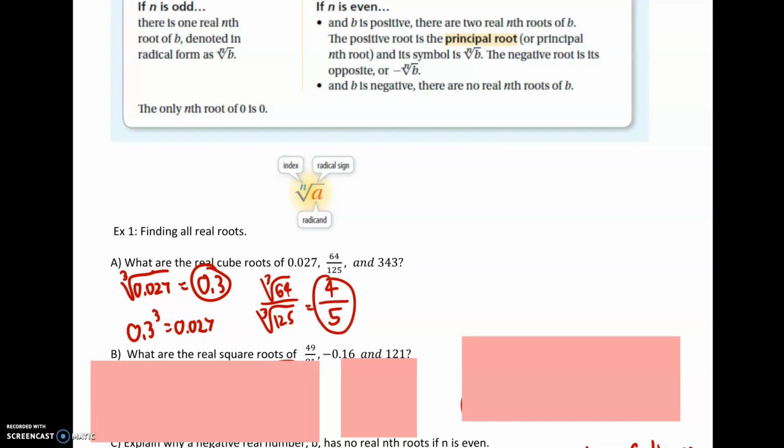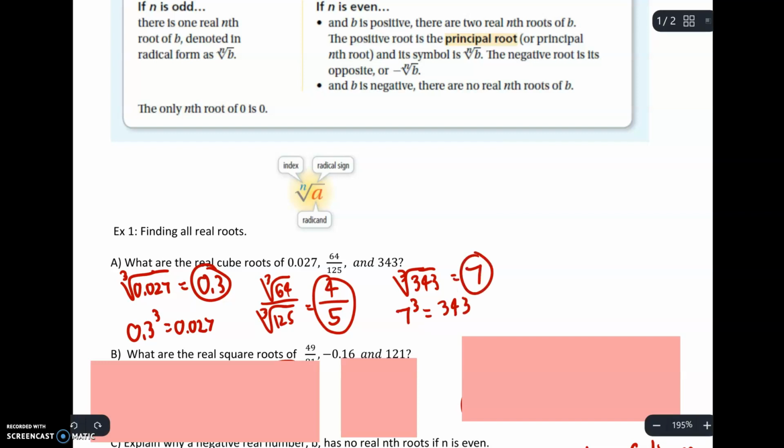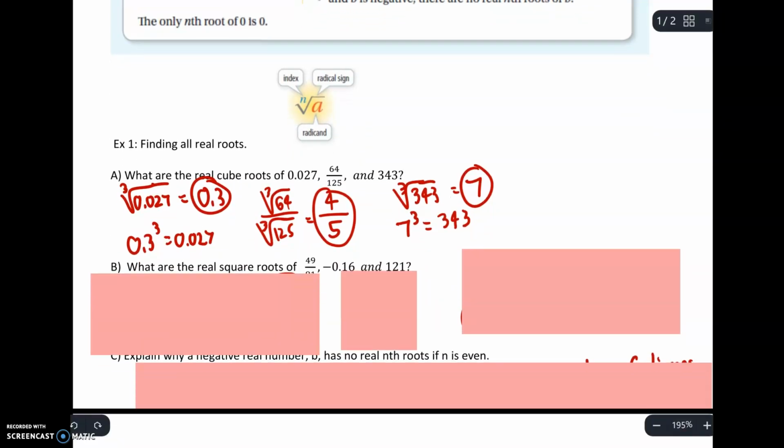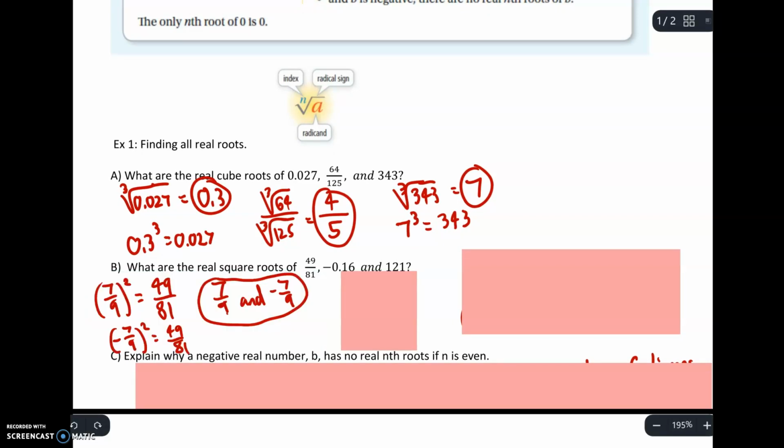I could also do the same thing with something larger like 343. The cube root of 343 will be the number that's multiplied by itself 3 times to get 343. Maybe you want to guess and check on this one, but 7 times 7 times 7 does give us 343. So 7 is going to be my only cube root there because we're dealing with that odd index. In the next section, looking for square roots, is where we have to remember that there are going to be 2 possible answers for each now that we're dealing with an even root. Square root would just be an index of 2.